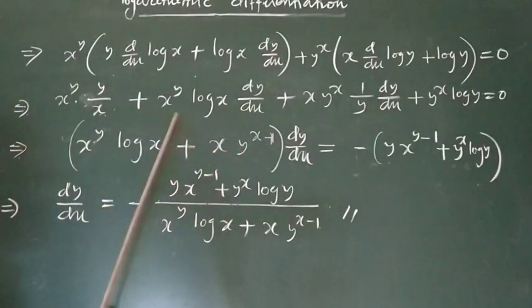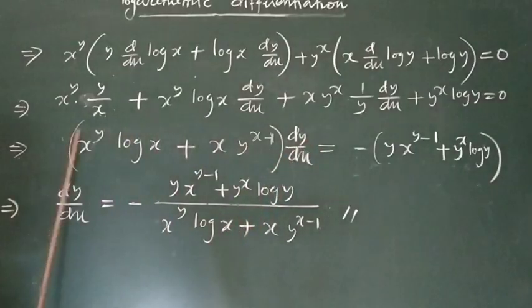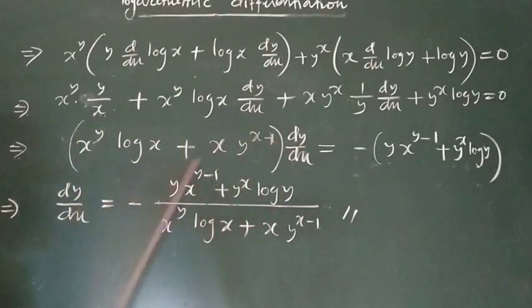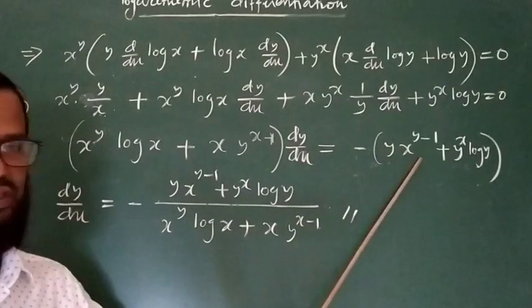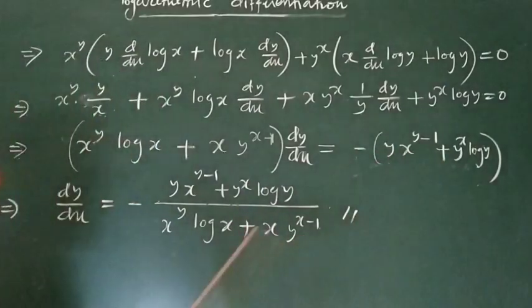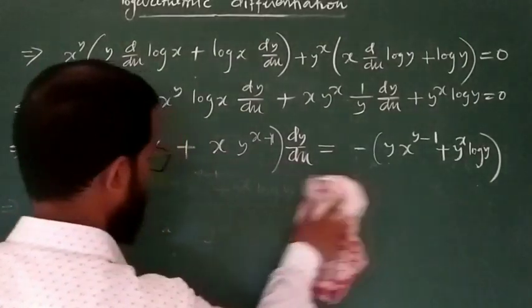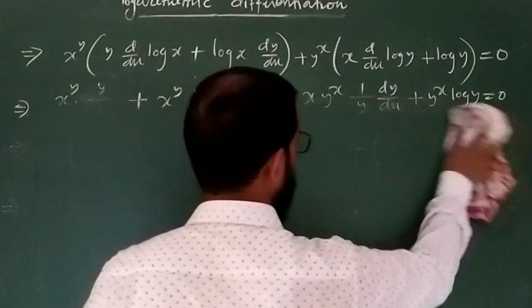Similarly here also the calculation can be done, and we accumulate all the terms containing dy by dx on the left hand side and all the terms not containing it on the right hand side, and finally we get this particular answer. Okay, so what is the second question? I will give some hints for the second question because you can do it, a similar type of question.